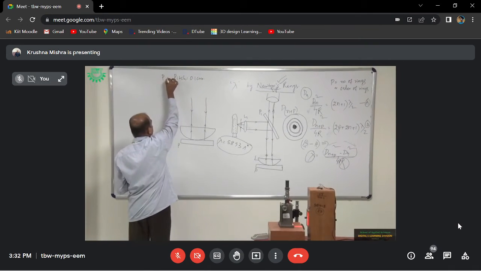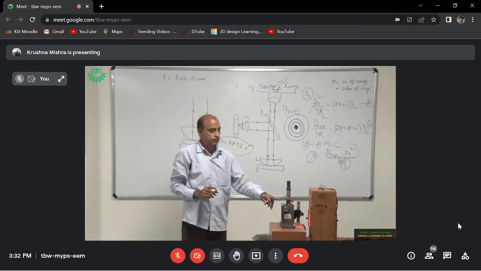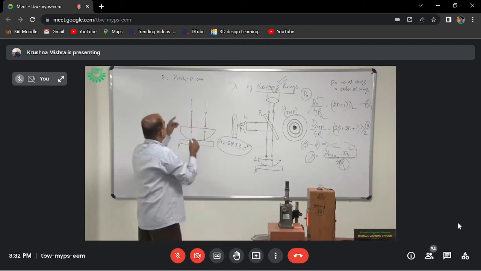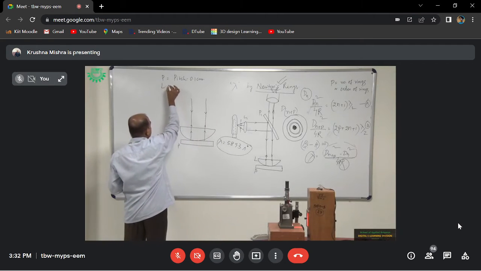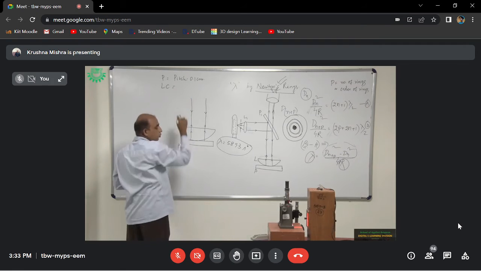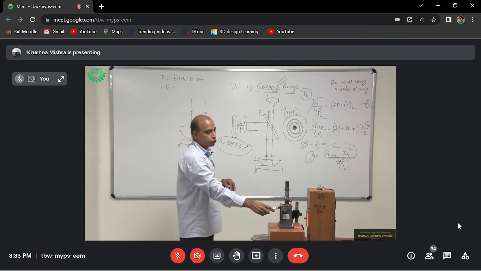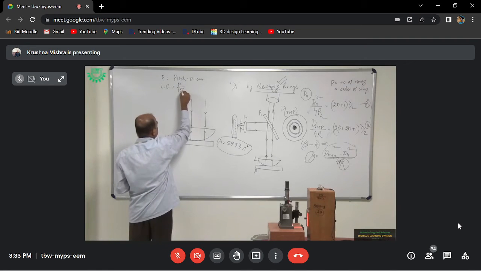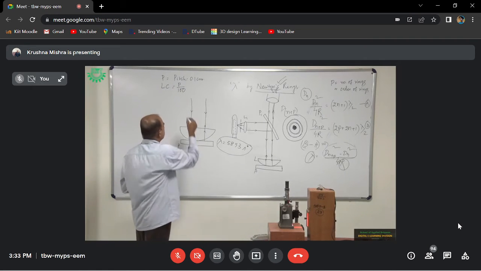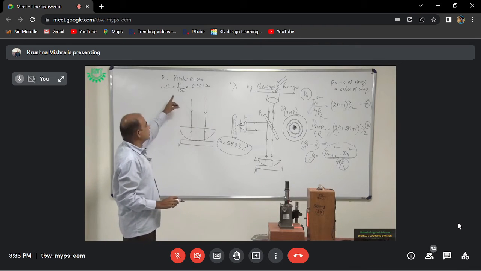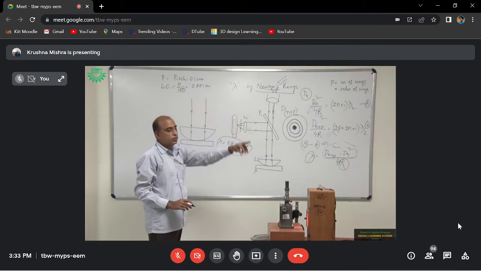Pitch P is equal to 0.1 centimeter. Then the least count of this screw, that is the micrometer screw, is pitch divided by the total divisions over the circular scale, that is 100. It gives us 0.001 centimeter. So this is the pitch and the least count of the instrument.